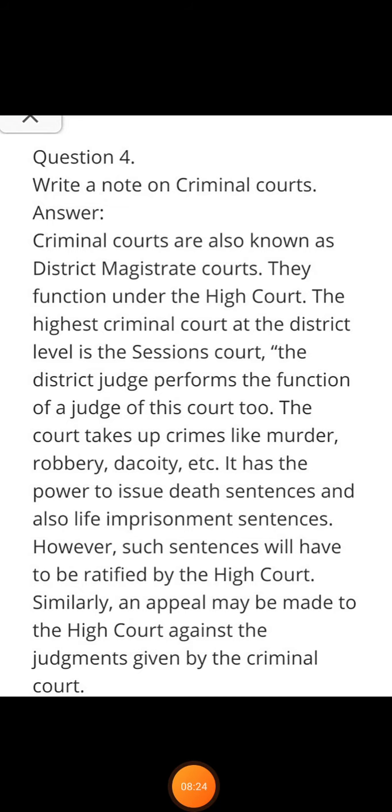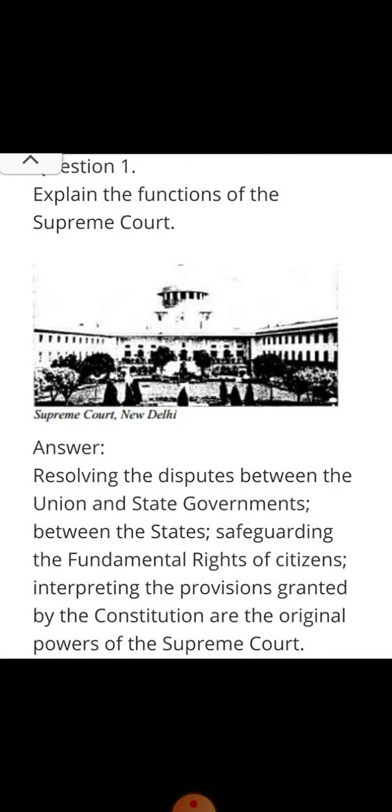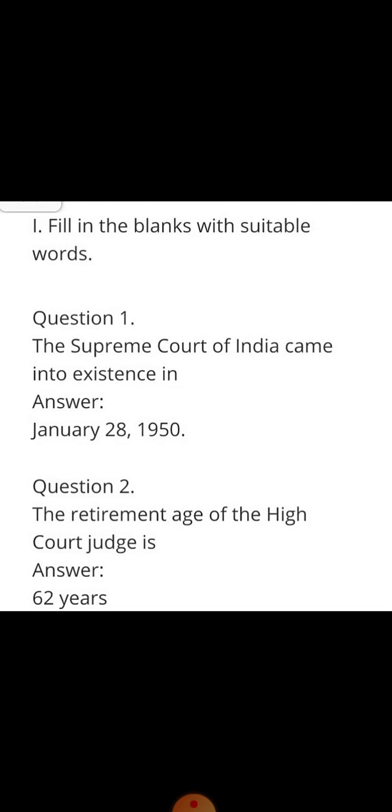Okay, so once again we are going to revise all these points from the beginning. Just check it out children. First, the fill in the blanks. The Supreme Court of India came into existence on 28 January 1950. The retirement age of a High Court judge is 62 years. Next children, the judges are appointed by the President.